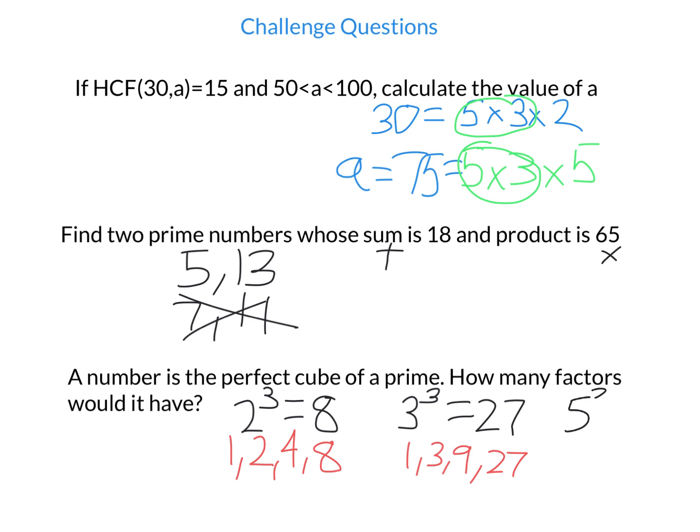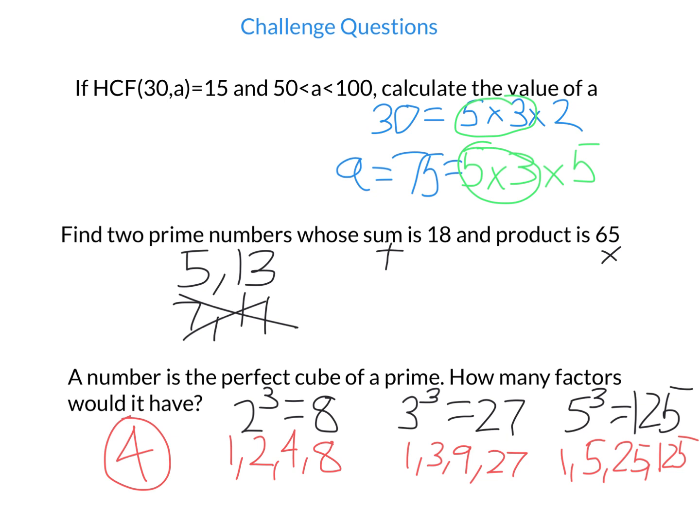Now, 5 cubed is a large number. It's 125. But I can tell straight away that it will have 4 factors. The 4 factors will be 1, 5, so the prime number that I cubed, 5 squared, and 5 cubed. So it doesn't matter which prime I cube, the answer to this question is always the same. It is always 4. The perfect cube of a prime number always has exactly 4 factors.